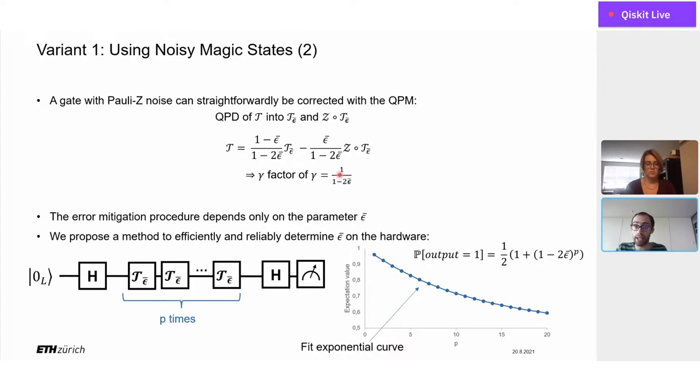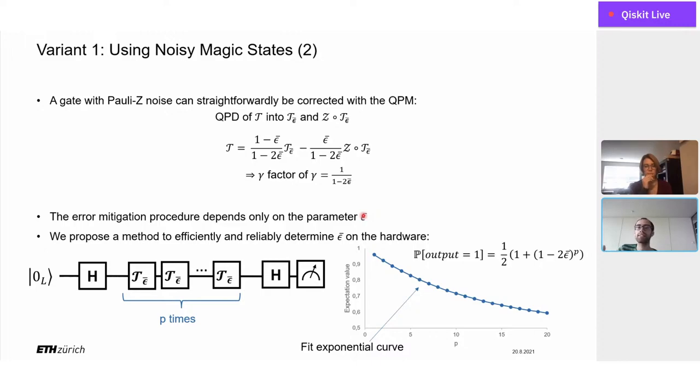This is completely different than what happens in the original version of the QPD method, right? There I said you have to do lots of tomography, you have to understand how the noise works on your hardware, and you have to do all these complicated steps, and hopefully at the end it's going to work. But here it's completely different. We only have to figure out one single parameter, and that's this infidelity epsilon bar of your noisy magic state. And once you know this one single parameter, the whole technique is basically well defined, and you know exactly what to do. You don't need to do any kind of tomography.